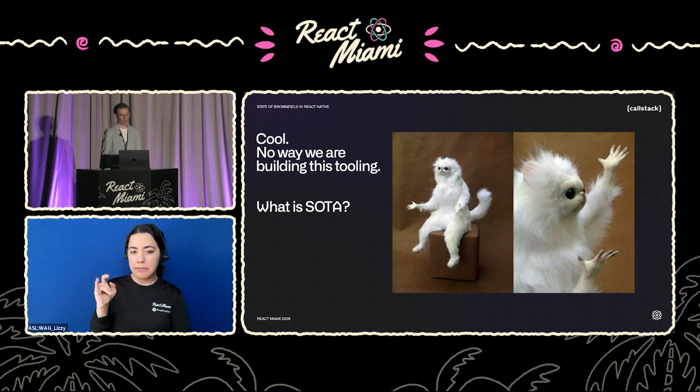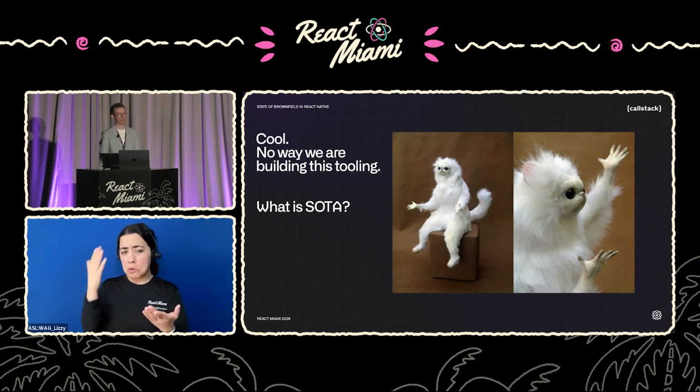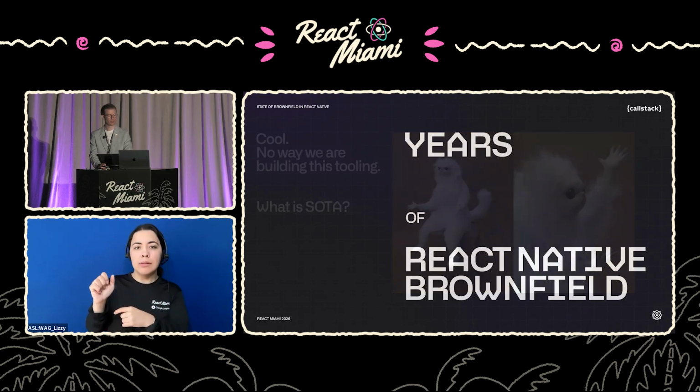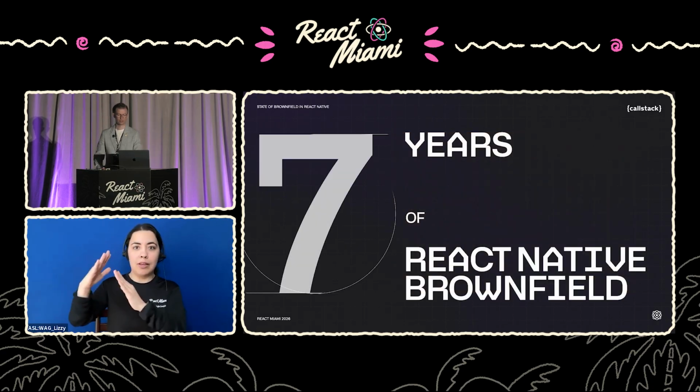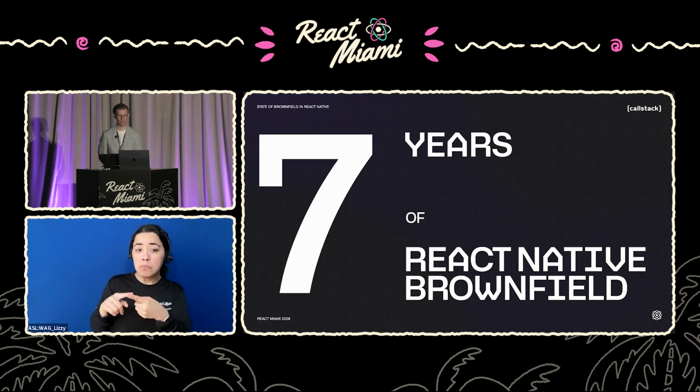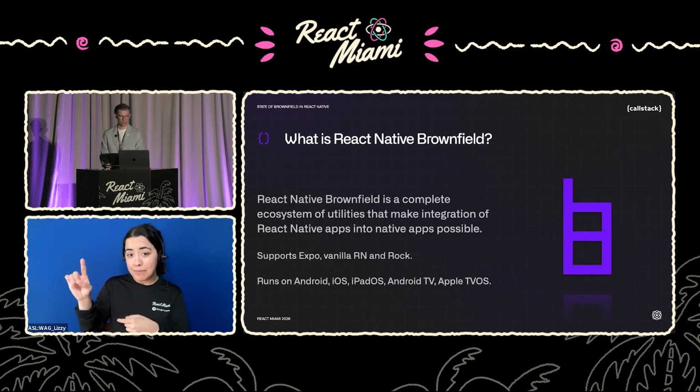OK, cool. So we know everything. We iterated the problems and theoretical solutions, but, well, one thing pops out of this. We are not building that because it's just too much work. Nobody would like to do this. So what was the state of the art approach to do this? And there's an answer. There is React Native Brownfield, which is a battle-proofed open source solution with over 7 years of history, created and maintained by Callstack.